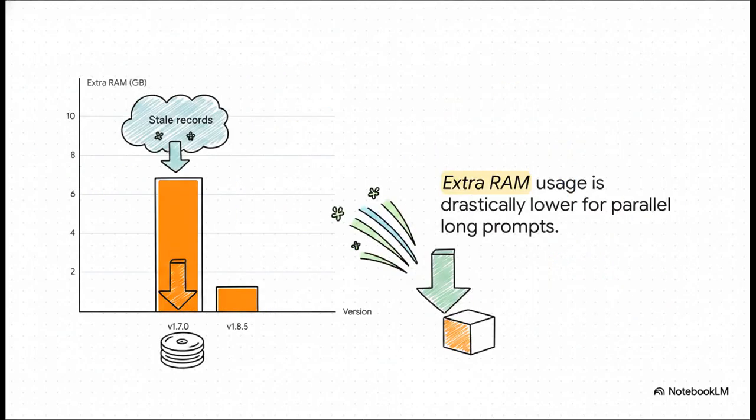But here is the metric that should honestly make every CTO and infrastructure engineer sit up and pay attention. When we ran parallel long prompts, the extra RAM accumulation dropped by a massive 82%. On the older version, the system was hoarding almost 6.5 gigs of extra RAM. Now, it's using just 1.18 gigabytes. This is hard proof that moving those stale cache records out of unified memory works exactly the way it was designed to. Active sequences stay resident, stale records get dumped.